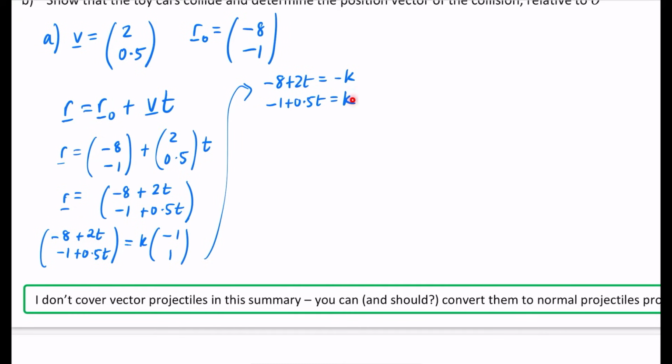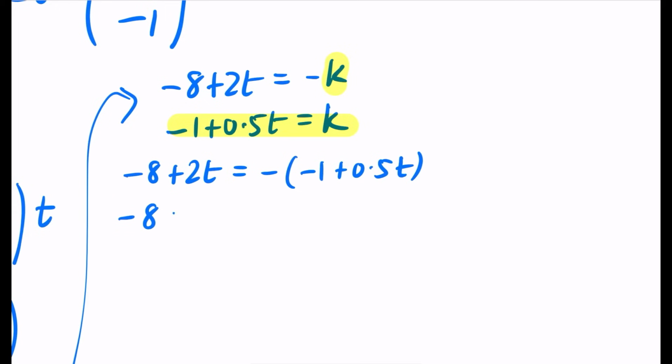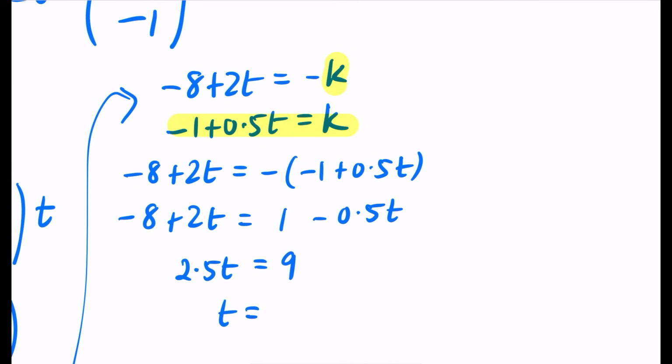You probably don't need to do this with k. You could just say, oh, clearly the bottom one is the same one as the top negated, but I find putting k in here means we have a foolproof method for never getting it wrong. So I'm going to substitute. I'm going to take this part and substitute it in here. So -8 plus 2t is equal to -(-1 plus 0.5t). That's -8 plus 2t is equal to 1 minus 0.5t. I'll put the 0.5t on this side. I will add the 8 to this side, and I will just do 9 divided by 2.5 on my calculator, and I get 3.6 seconds.